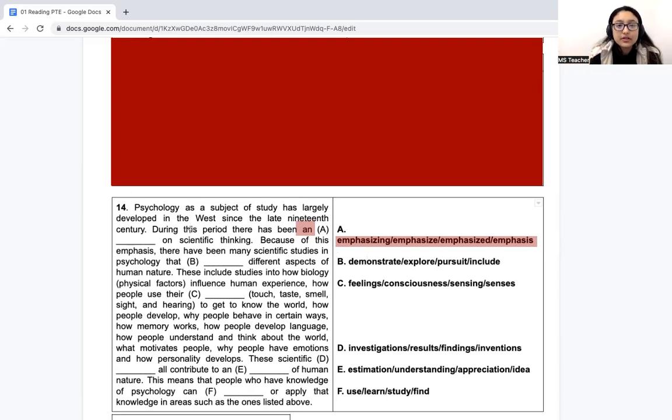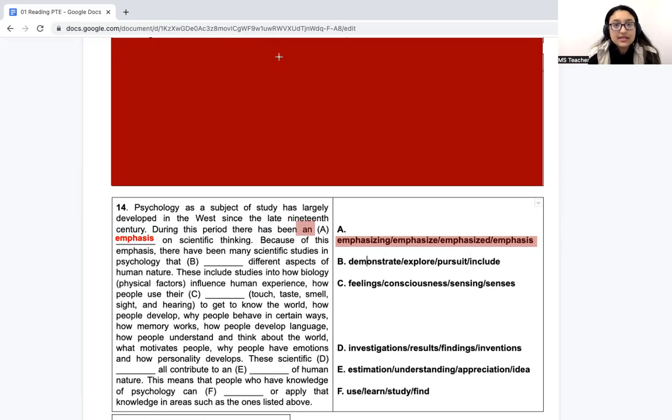Now, during this period, there has been an dash on scientific thinking. So the AEIOU rule doesn't work here, but definitely we need a noun. So out of all four, what's the noun? The noun is emphasis. During this period, there has been an emphasis on scientific thinking.